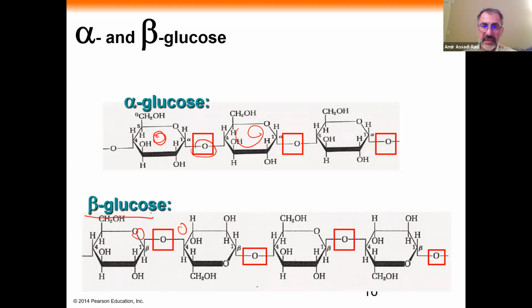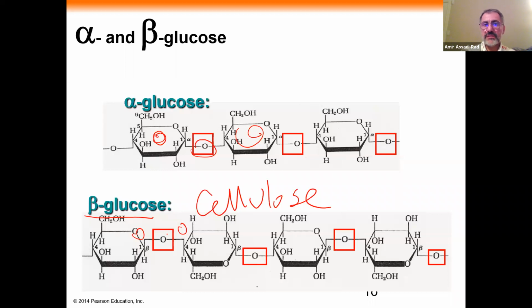We animals cannot, we humans, let's start with humans, cannot break down beta. So this would be cellulose. When you eat celery, celery has a lot of this. When you eat fiber, food, fruits, vegetables, they have a lot of cellulose in the cell wall of the cells, and we cannot break them down. We do not have the enzyme called cellulase to break down cellulose. So we eat fiber in order to cleanse out our digestive tract and so on and so forth.